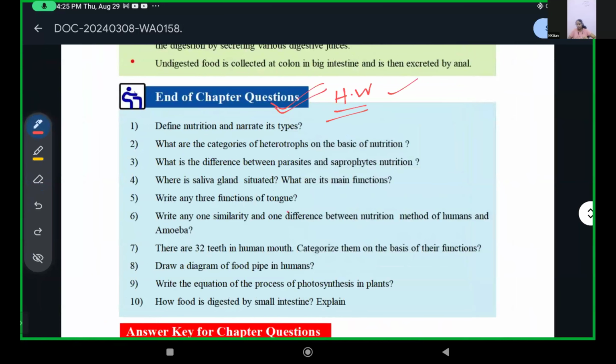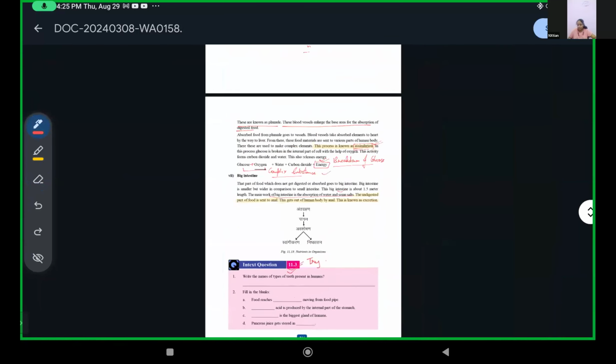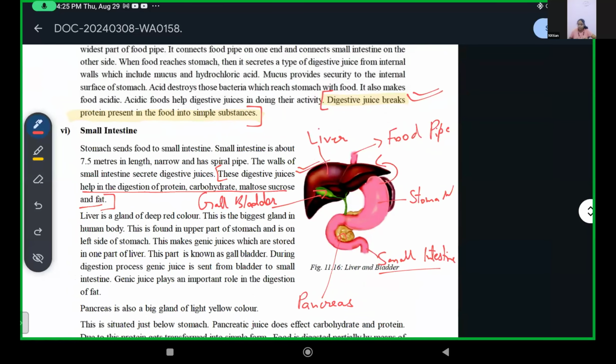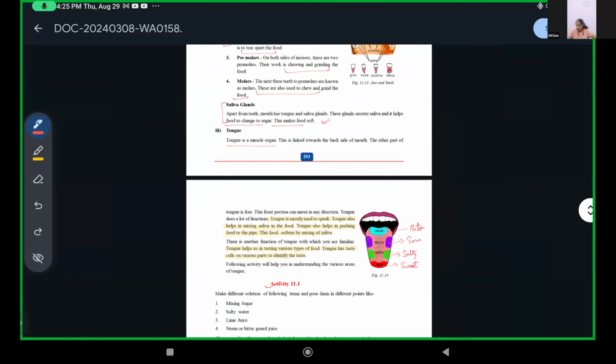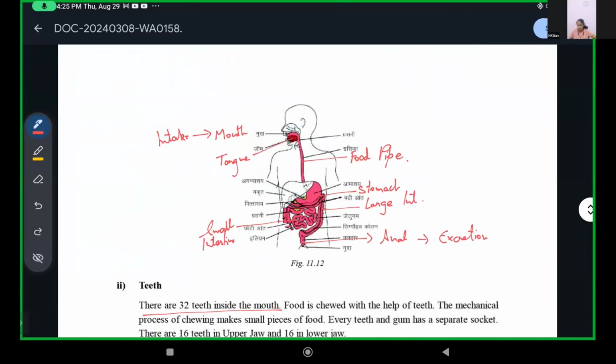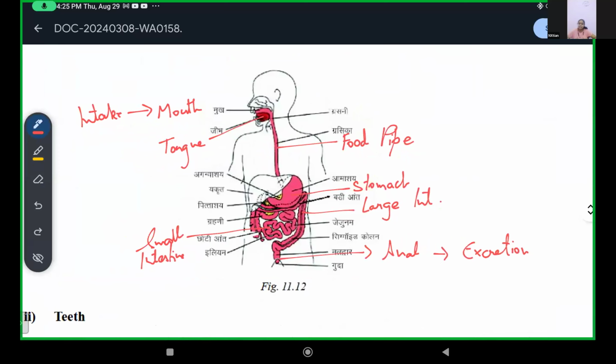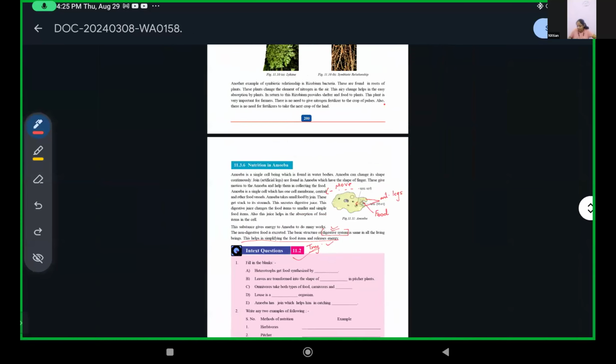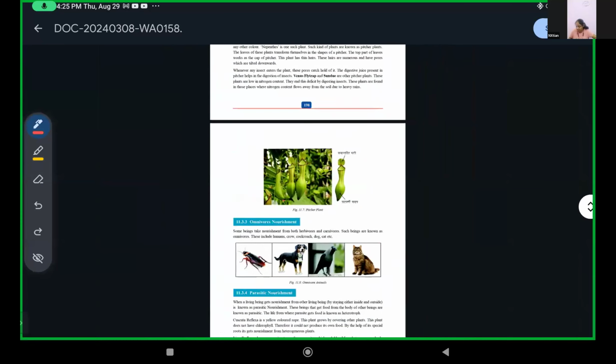What diagrams are important? The liver and bladder diagrams are less important, but this diagram is very important. I'll be sharing the English diagram for this in the group. This has to be learned. And then this diagram also is important. Where's the teeth diagram?